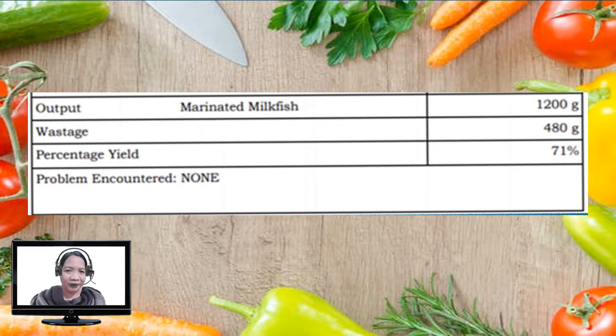Next, output. For marinated milkfish, the output is 1,200 grams. The marinade will be disposed, that's why the production output is less than the production input. Wastage is 480 grams. This is the marinade disposed. Our percentage yield is 71%. Our problem encountered is none.